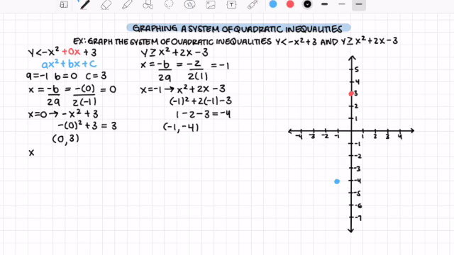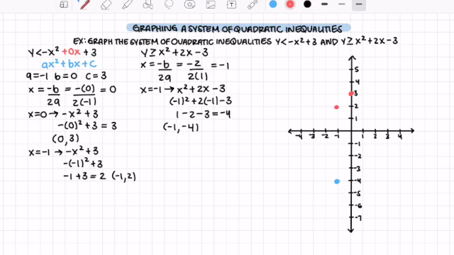If we have here x equaling negative 1, that turns into negative x squared plus 3. We get negative 1 squared plus 3, which turns into negative 1 plus 3, and that equals positive 2. So our new point would be negative 1, 2.